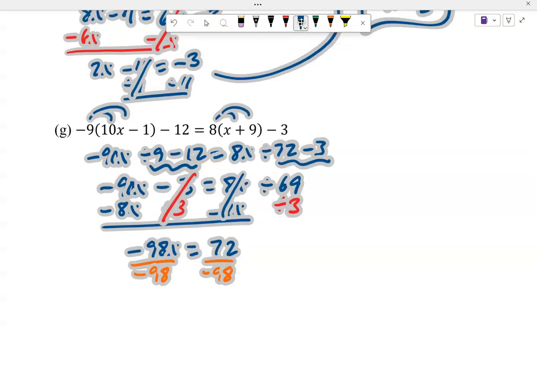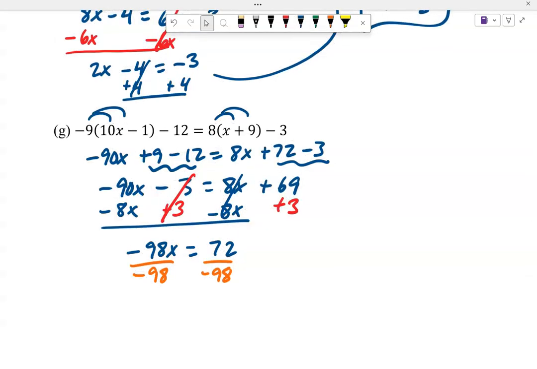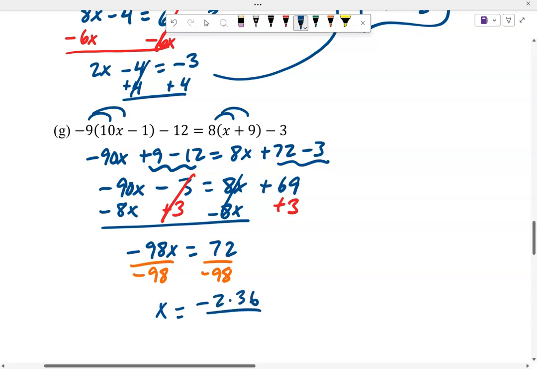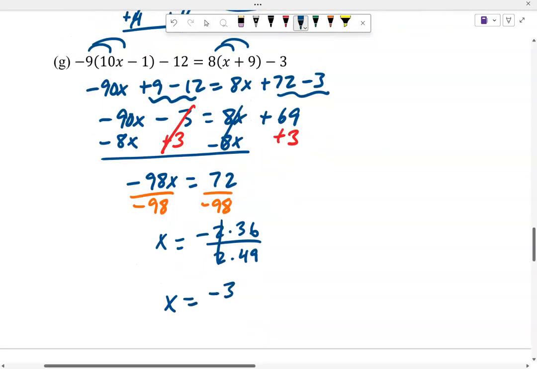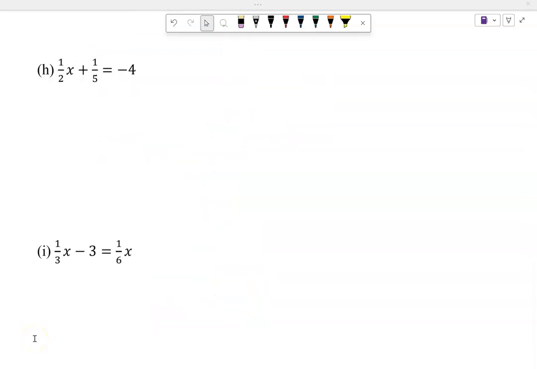And so we'll have x being negative 72 over 98. Let's see, that would be 72 is 2 times 36. 98 is 2 times 49. So that would be, I think that's as far as I can go. 36 and 49 don't have any common factors, so I'm stuck right there. 36 over 49.